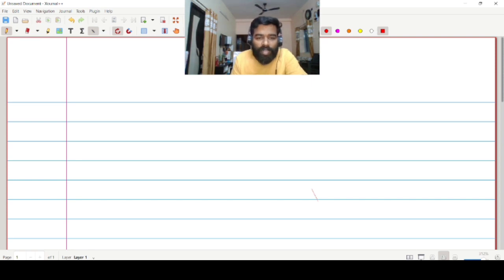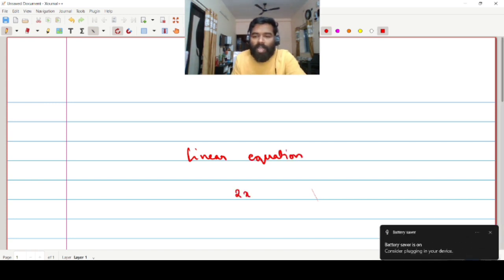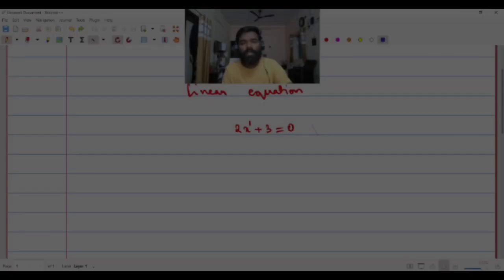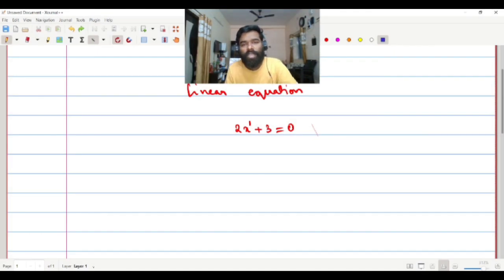Okay, so the first thing is linear equation. We all know what a linear equation is: some algebraic expression, if it has power 1, we say it is a linear equation, isn't it? A linear equation has one solution. What does this mean? This means that we can find one such value of x which satisfies this equation.